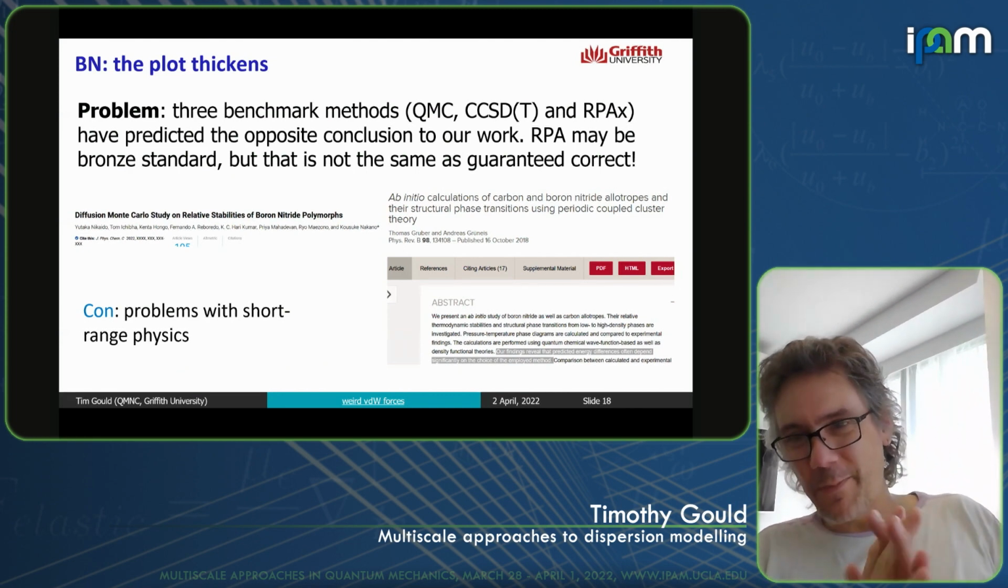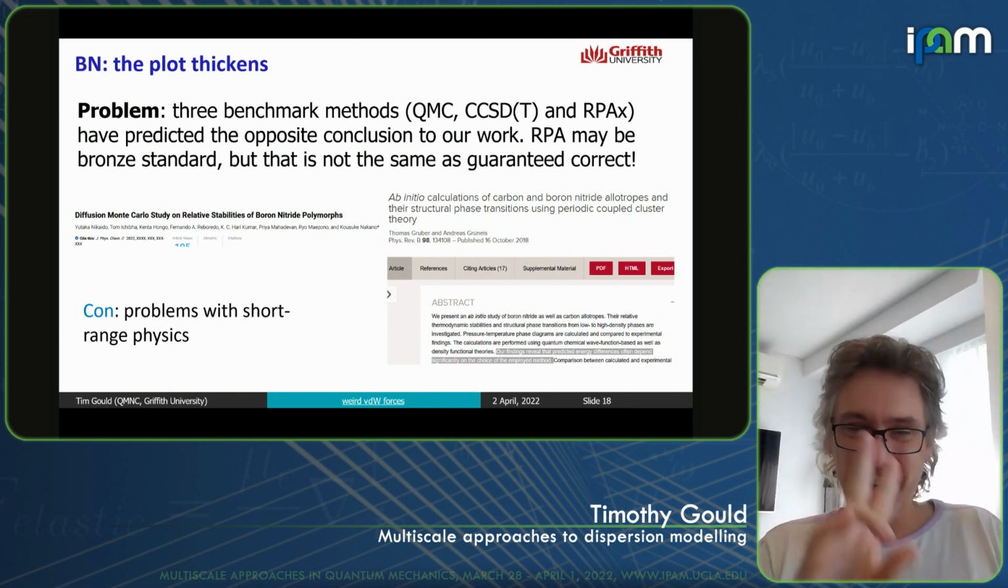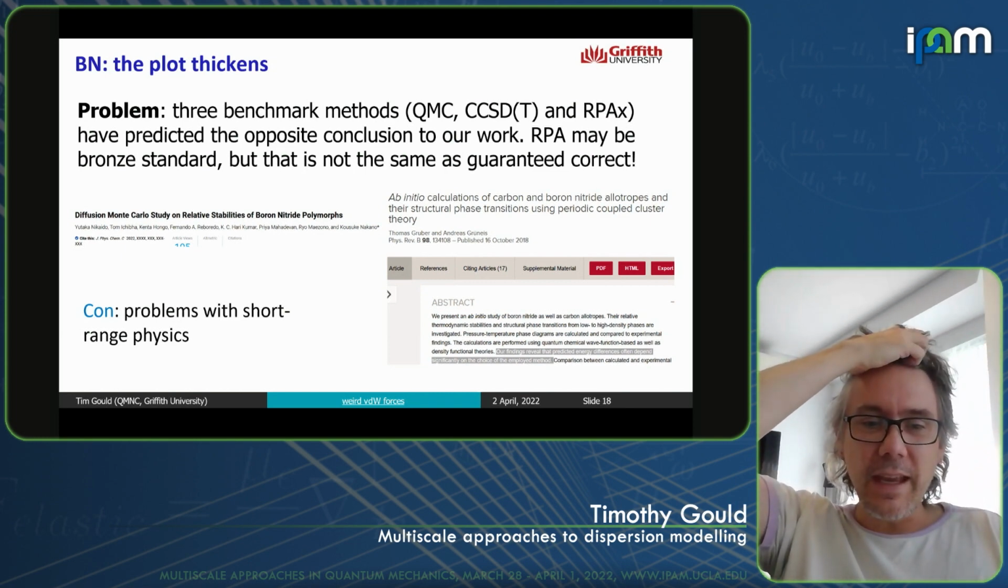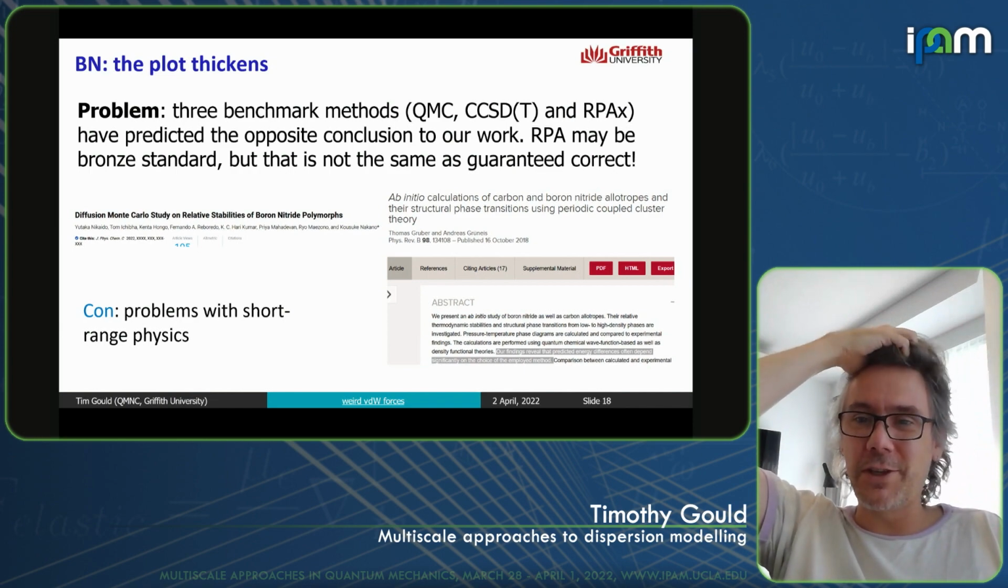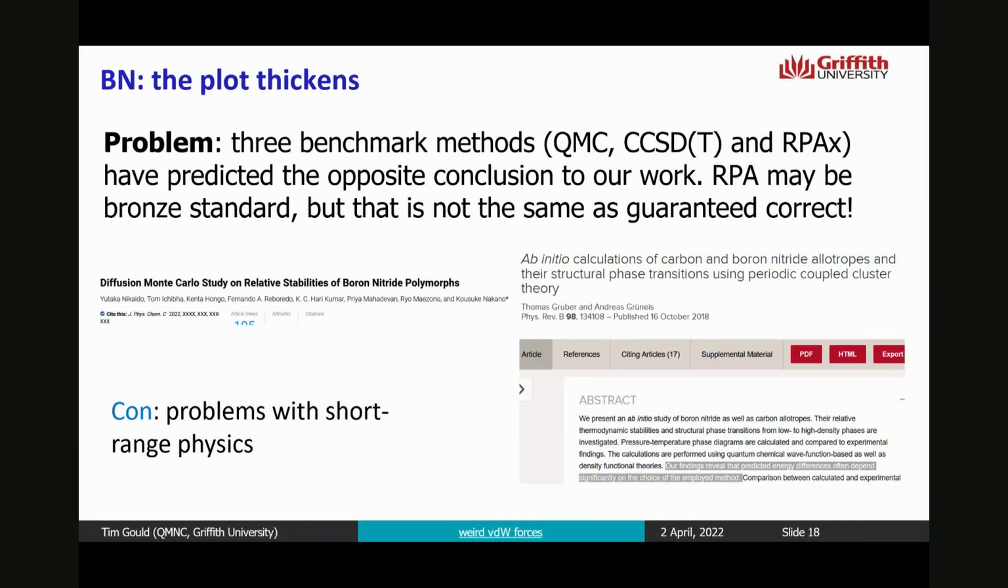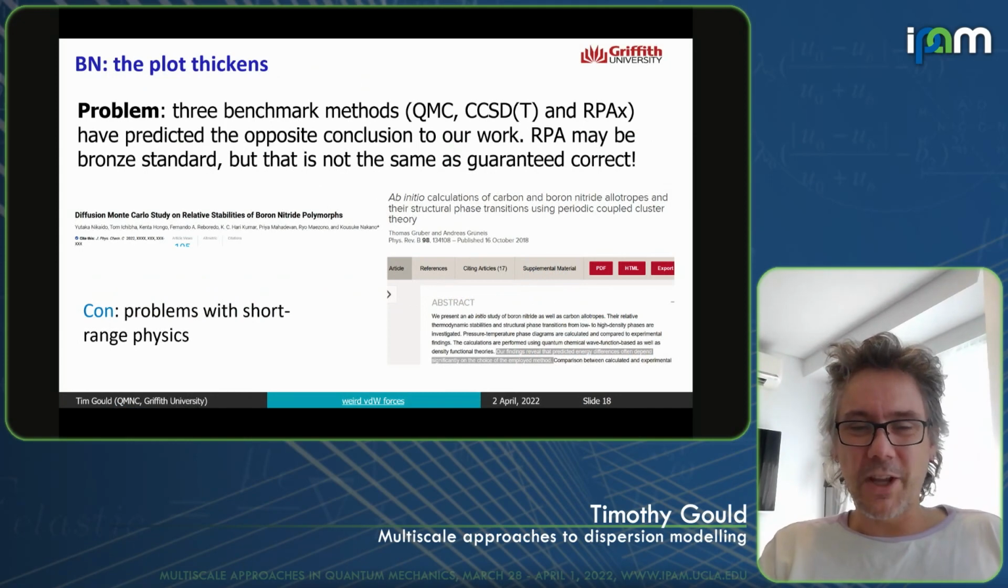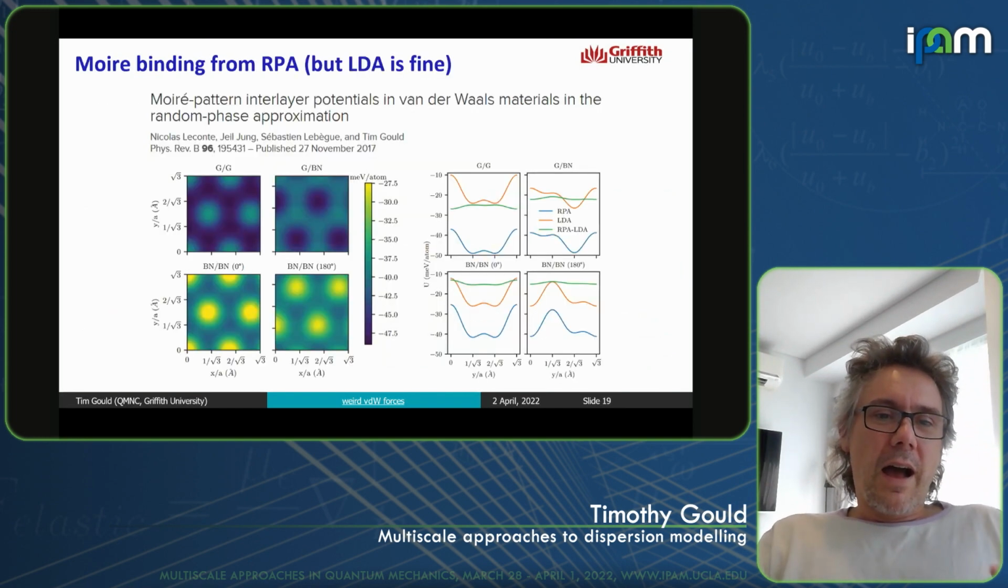Since then, however, and this is the danger with using something like a bronze standard approach, these problems with short-range physics I mentioned before turn out to be quite important here. Since we did this work, there have been three different studies from three different groups, all of which have predicted that we were in fact wrong. So that's a lesson to us all: sometimes you can throw good theory at something, and it doesn't always mean it's right. I'm going to assume that these three higher level theories are probably more likely to be right than we were. Anyway, that amused me, so I thought I'd throw it in.